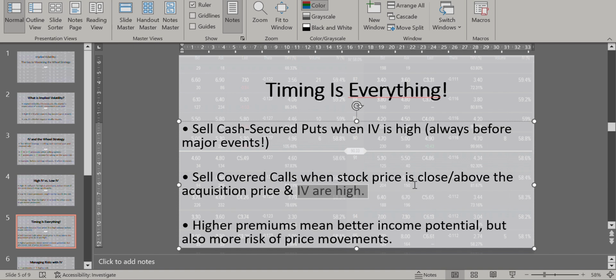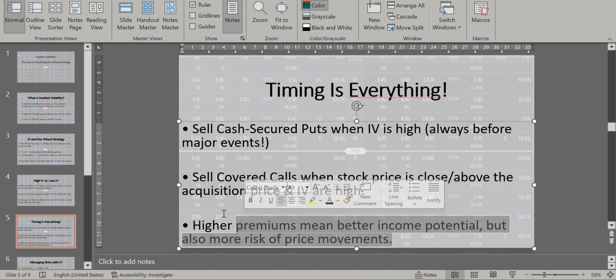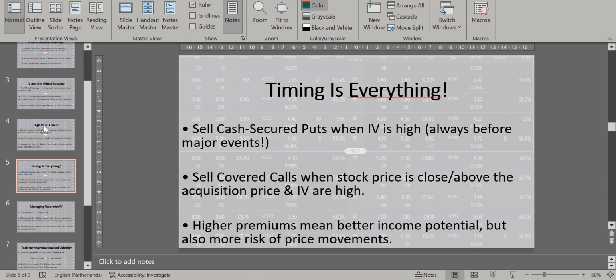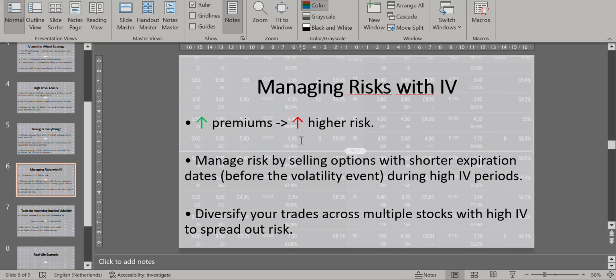And always, as well, make sure that your strike price is at or above the acquisition price, because you don't want to realize capital losses when turning the wheel and selling the covered calls. And as I mentioned, higher premiums mean better income potential, but also more risk of price movements, as we already spoke about. So when it comes to the risk related to this strategy, for options with the same implied and or historical volatility, the higher the premium, the higher the risk.